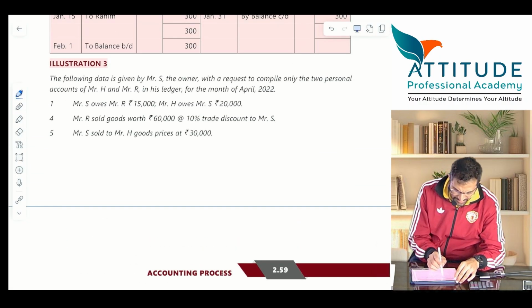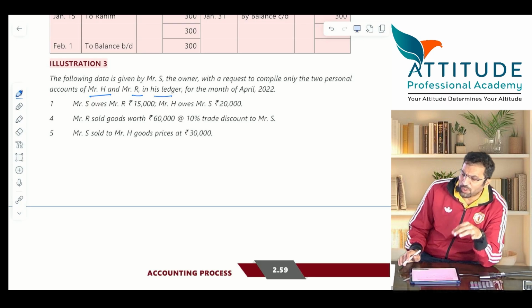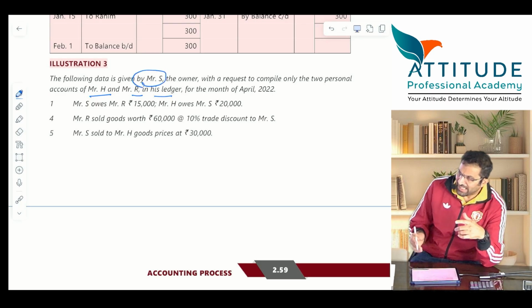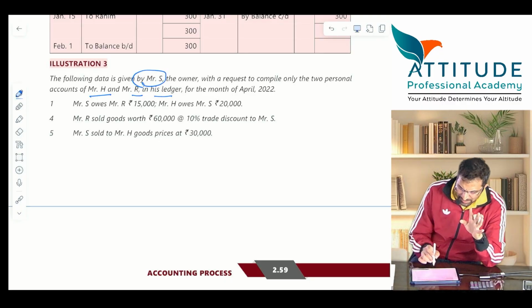The following data is given by Mr. S, the owner, with a request to complete only the 2 personal accounts, H and R, in his ledger. Now, first of all, did you understand this? In whose books are you passing the entries? In the books of? Yes. I'll help you out in this. एक करके छोड़ेंगे. Is that clear? Hardly 5 to 10 minutes.